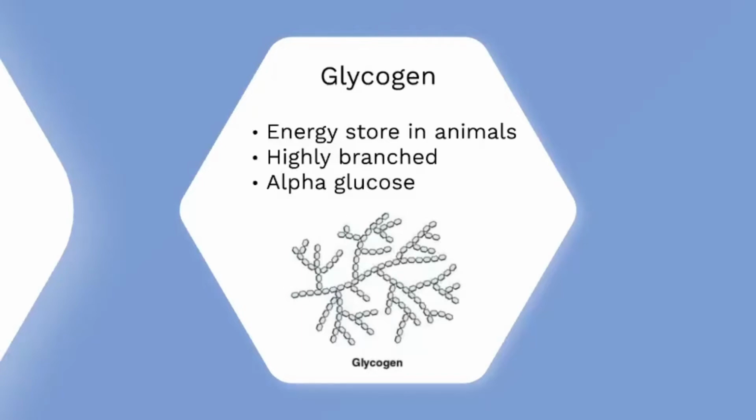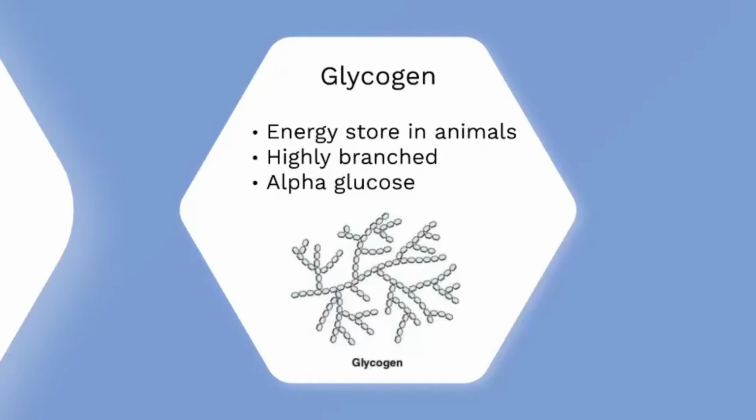Glycogen is mainly stored in the liver, and when an organism needs more energy, the liver can release its glycogen stores and it can be converted into glucose. This glucose can then travel in the blood to areas that need it, for example, the muscles.